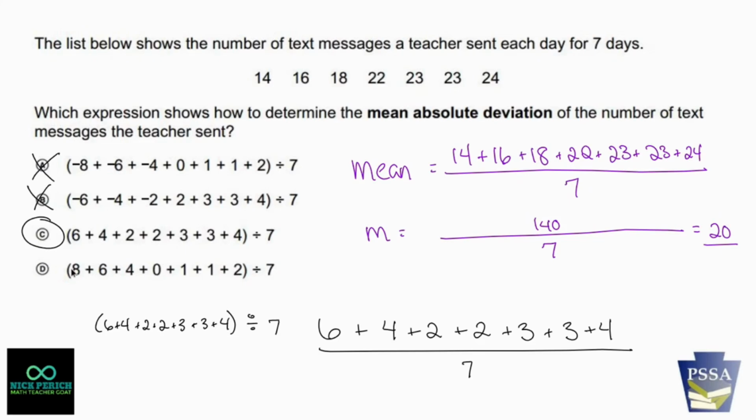So D looks like what they did with D is they just gave you numbers that are off by 2 every time. Not sure why they did that, but it's a very tricky problem. Mean absolute deviation is not fun at all.